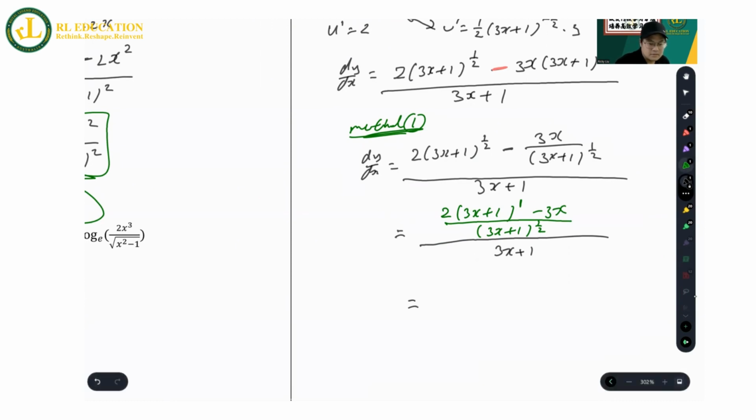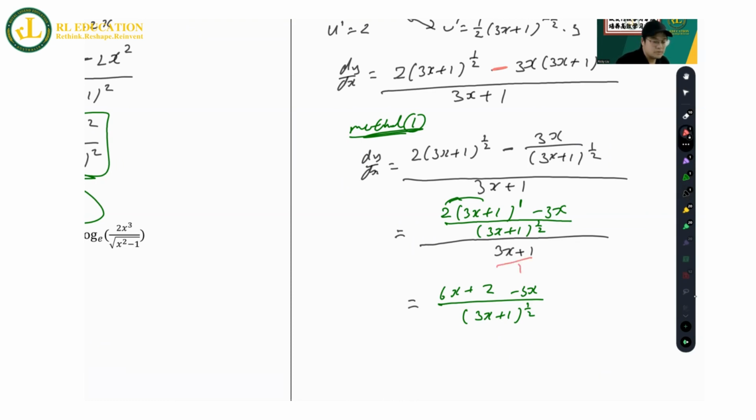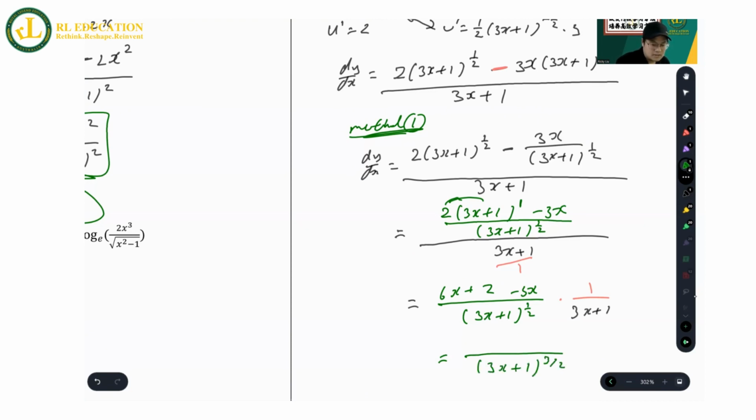So this one I just write 3x plus 1 to the power of a half minus 3x. This one I can expand as well, 6x plus 2. And the denominator, 3 layers, is the same as over 1, so times it by 1 over 3x plus 1. You understand? Yeah. So finally, combine together, your final answer will be 3x plus 1 to the power of 3 over 2, times 3x plus 2. That's how you get the final answer.